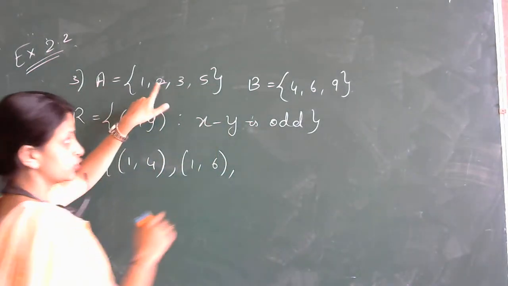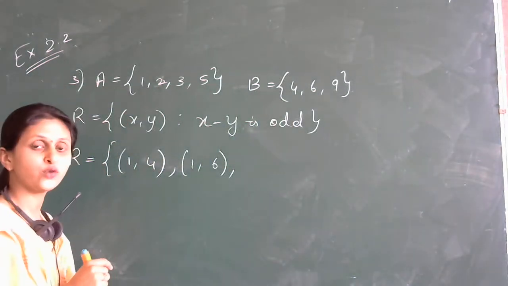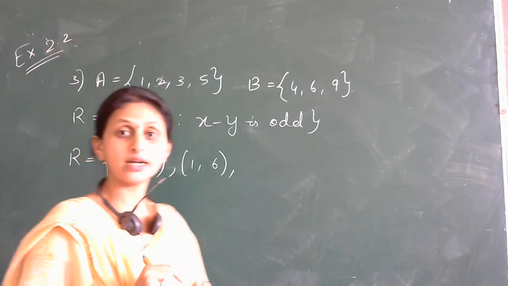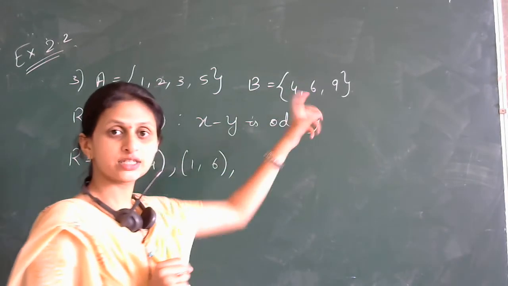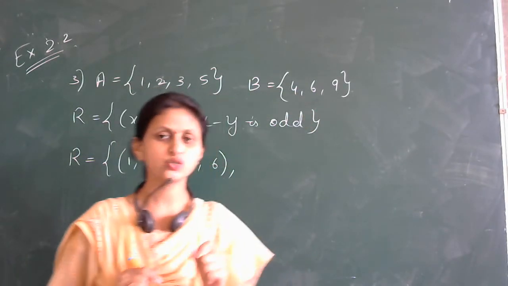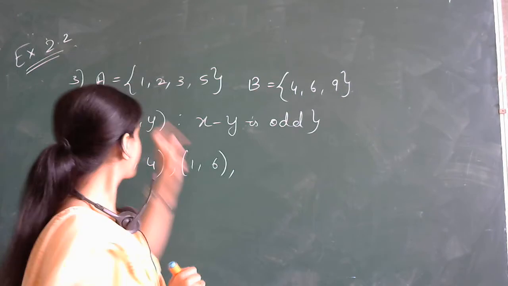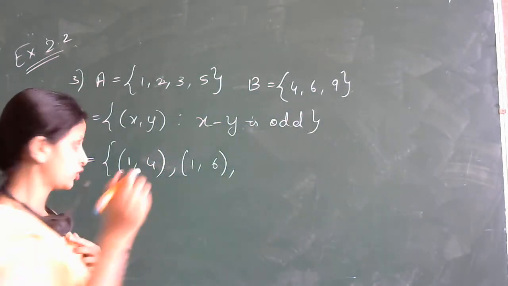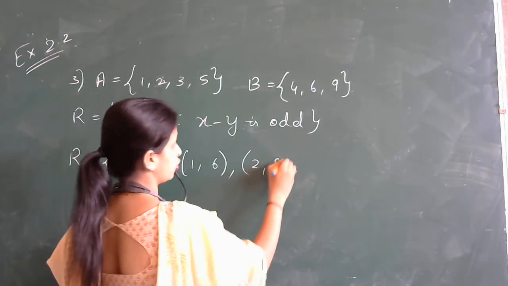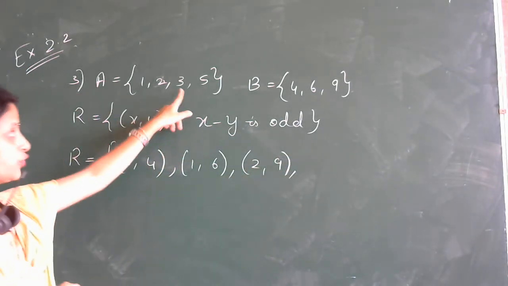Next, go for 2. 2 comma 4. What is 2 minus 4? It is minus 2. Again you can't take it because it is an even number. 2 comma 6. 2 minus 6 is minus 4. Minus 4 is an even number. You can't take it. 2 comma 9. 2 minus 9 is how much? It is minus 7. You can take it since it is an odd number. 2 comma 9. Next, go for 3.